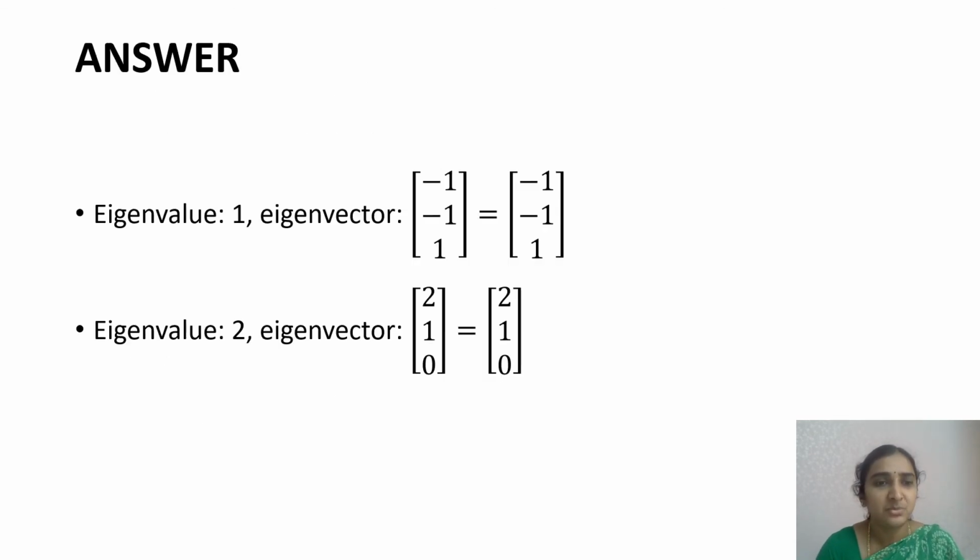Hence, for the given problem, the eigenvalues are 1 and 2, and the corresponding eigenvector is minus 1, minus 1, 1, and the eigenvector corresponding to eigenvalue 2 is 2, 1, 0.